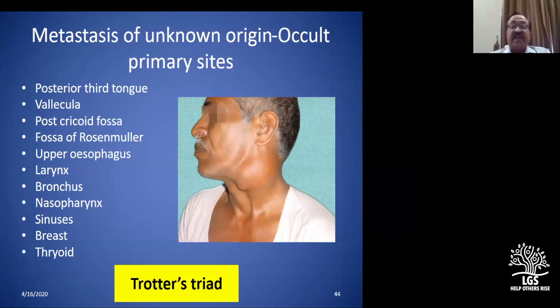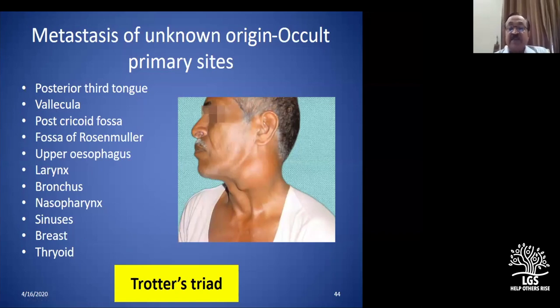Whenever you are given a case like this, where you are stuck, whatever you ask, they will tell, no, nothing. No dyspnea, no hoarseness of the voice, nothing. These are the classical occult primary sites. I think there is no excuse if you do not know this and tell it in the examination. Of course, the breast is included, obviously, for a female patient.